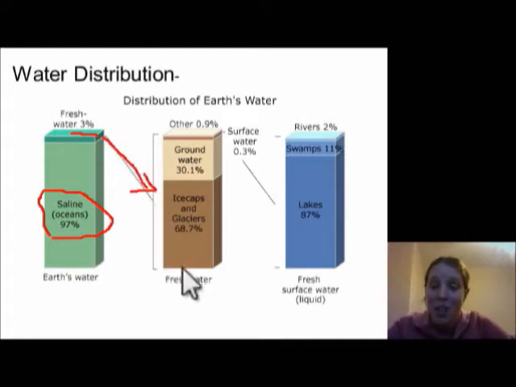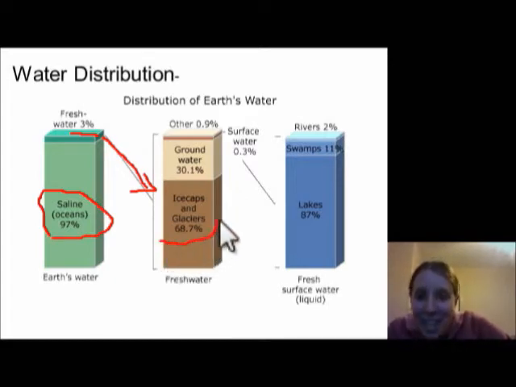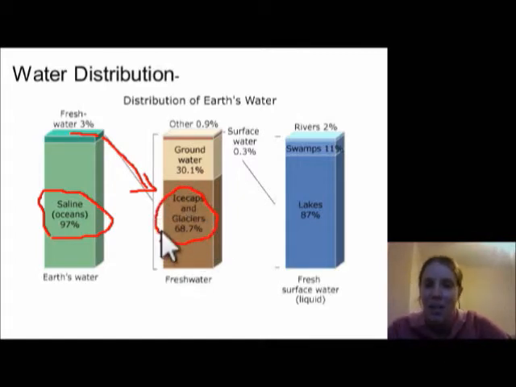So if I take a look at this next column, what I see is of that tiny little 3%, most of it, 68.7%, is in ice caps and glaciers. That means that it's frozen and basically unavailable to us. So we've taken our 3% and reduced it to about one tiny little percent that's really available to us humans and the other plants and animals.